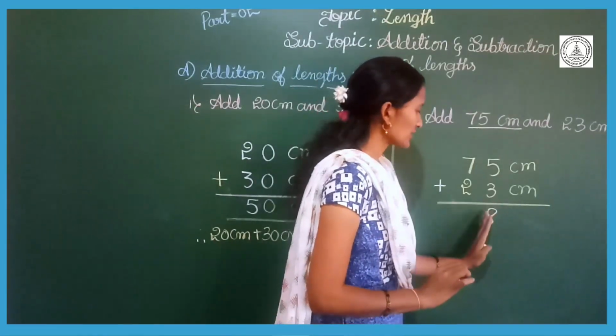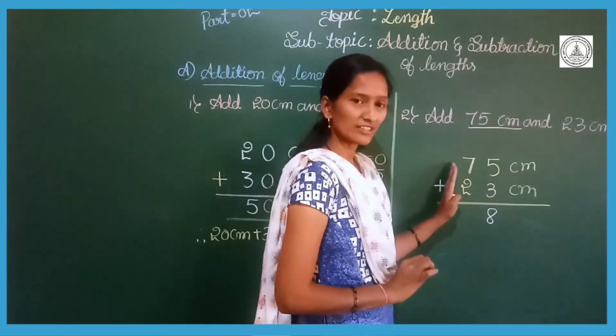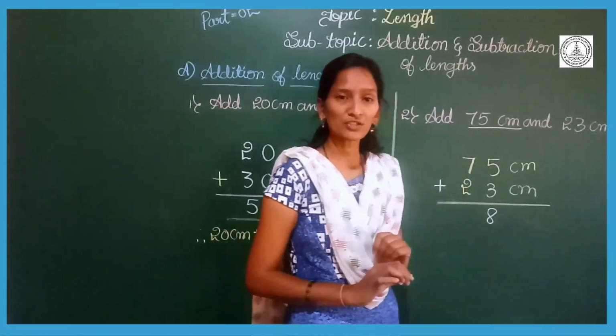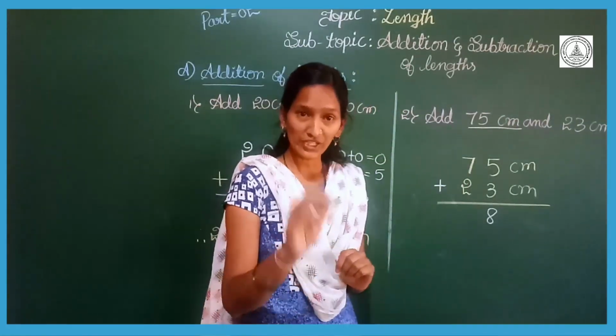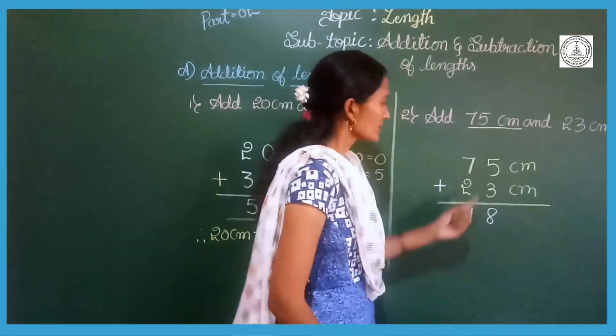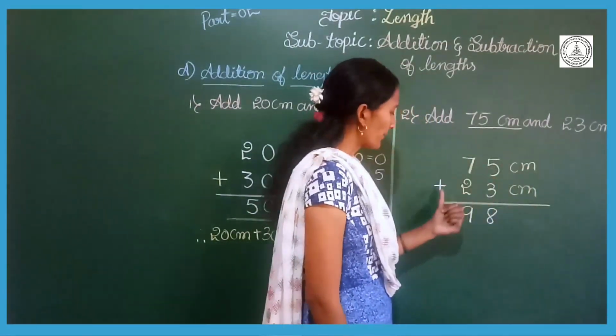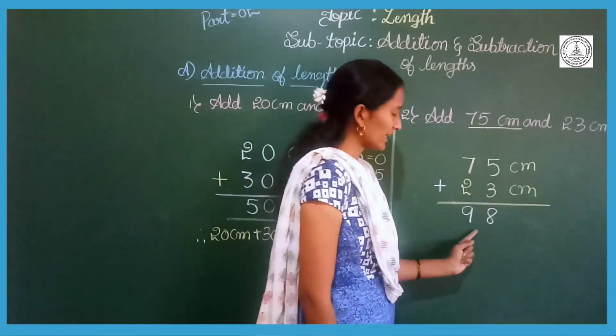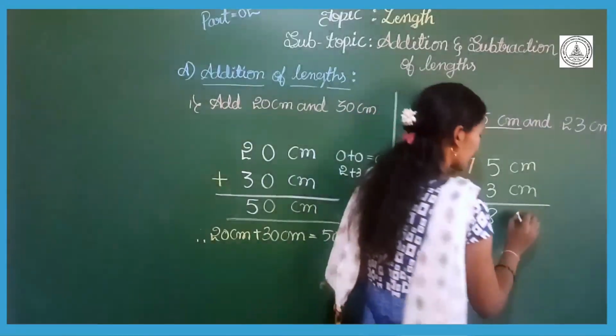So we finished this one. Now come to the second one, that is the tens column. 7 plus 2. What is 7 plus 2? 7 plus 2 is 9. So write down here 9. So 75 centimeter plus 23 centimeter is equal to 98 centimeter.